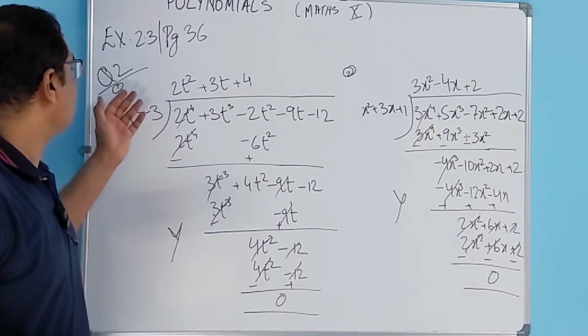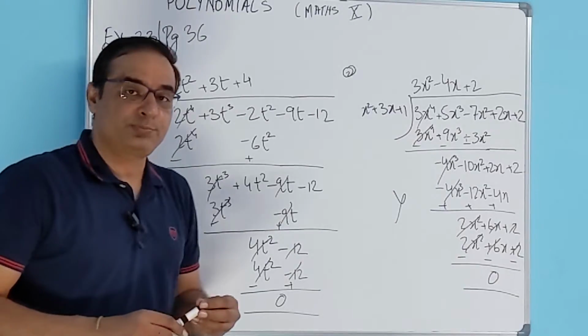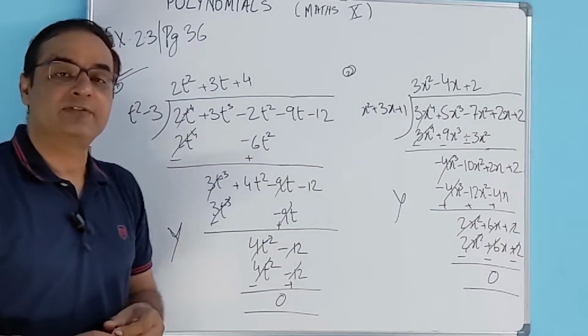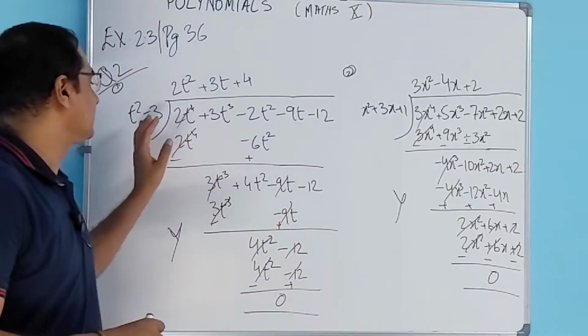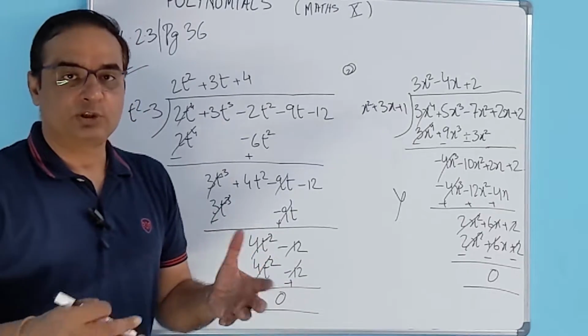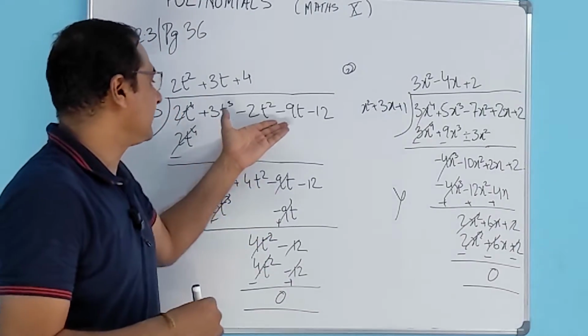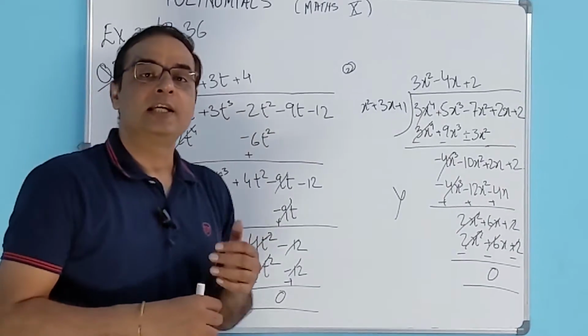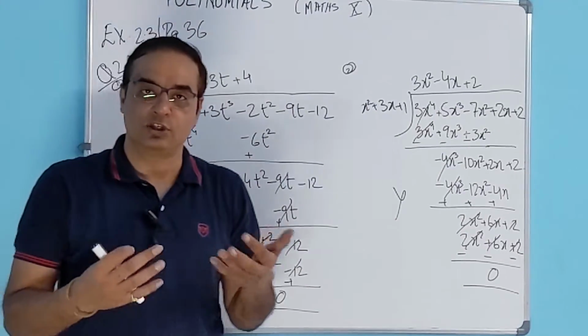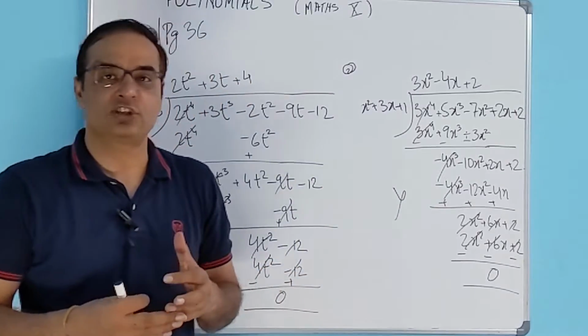So let's look at question number 2 given in exercise 2.3 on page 36. The question says we are given a polynomial and a divisor, and we need to find out whether this divisor is a factor of this polynomial or not. How do we do that? We follow the same division method, and we try to divide this polynomial with the divisor. If the remainder is 0, that means this is a factor. If the remainder is not 0, then this divisor is not a factor.